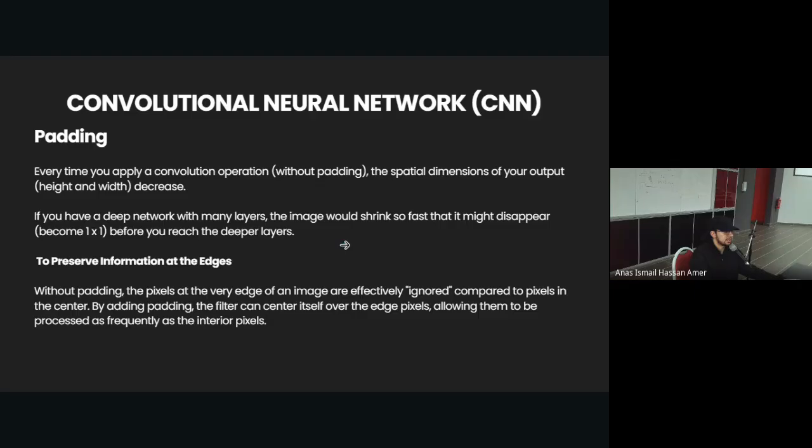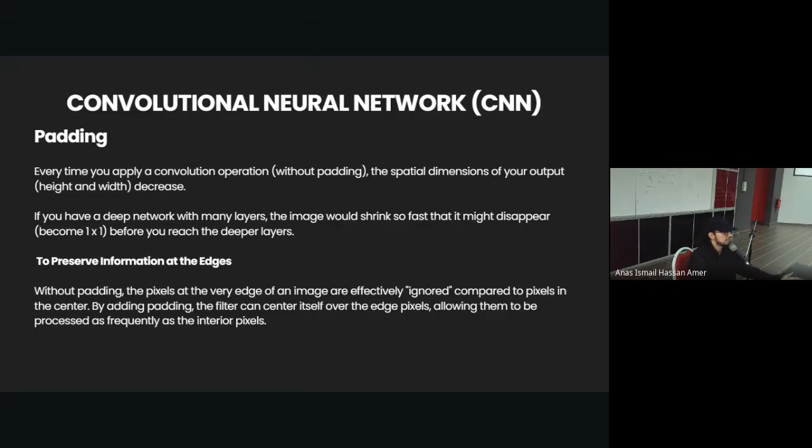The first problem is that every time you do convolution and do pooling, the size will reduce, the size of the image, the dimension of the image. So what you can do is add padding when you're doing the convolution operation, so that when it reduces, you have the same size of the image. And then the second reason would be to preserve the information at the edges.